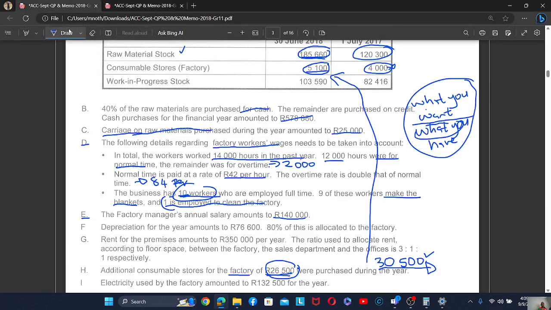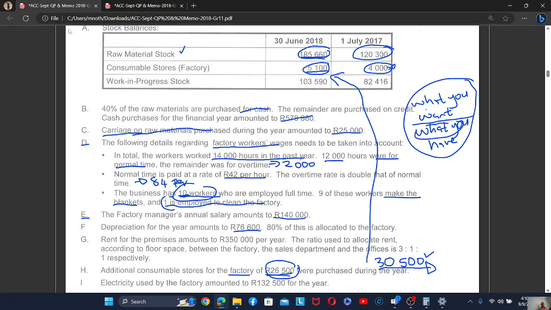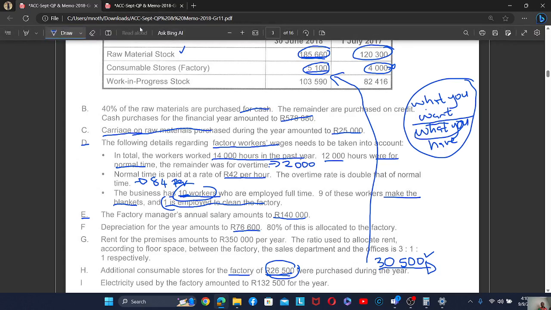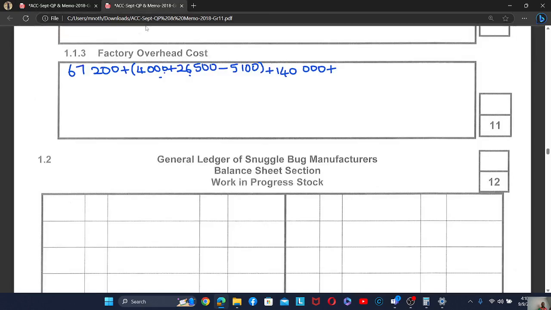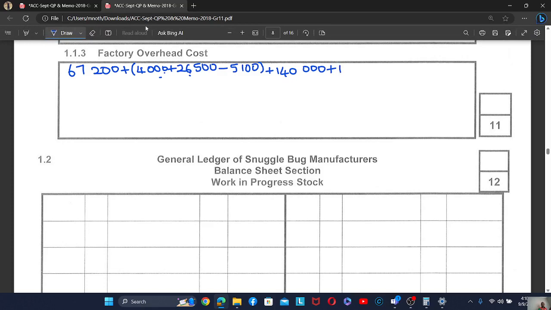Letter F. Depreciation amounts to 76,600, right? Yes. And then they are saying 80% of this is allocated to the factory. So we need to find 80% of 76,600, because 80% is for the factory. It's 61,280. Okay.